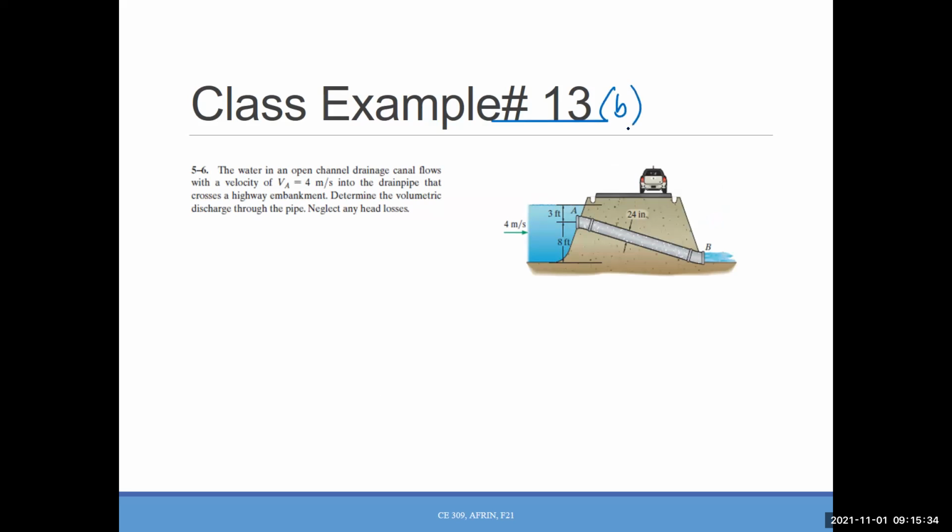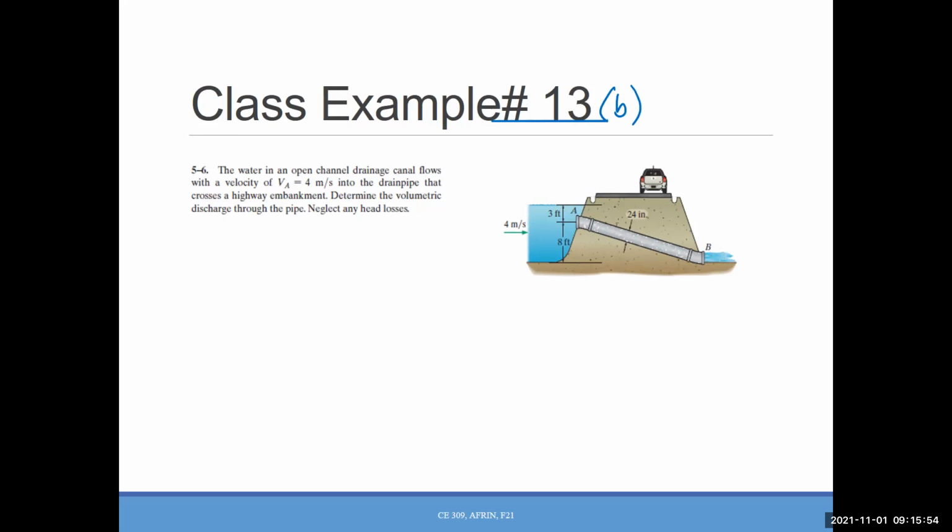Who will read the class example 13B? The water in an open channel drainage canal flows with a velocity VA equals 4 meters per second into the drainage that crosses a highway embankment. Determine the volumetric discharge through the pipe. Neglect any head losses. Thank you very much.